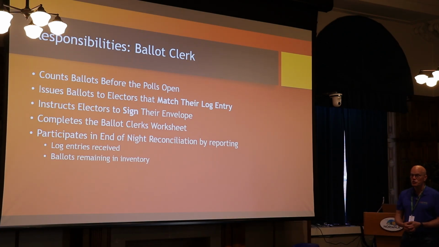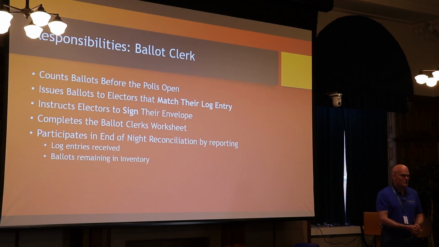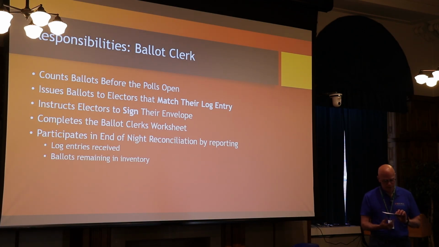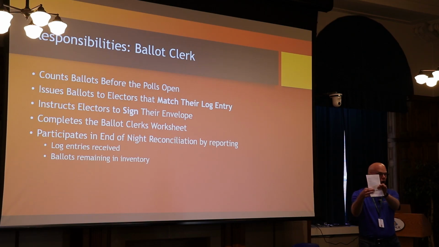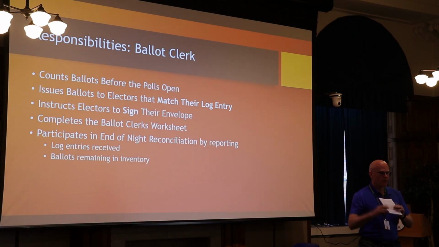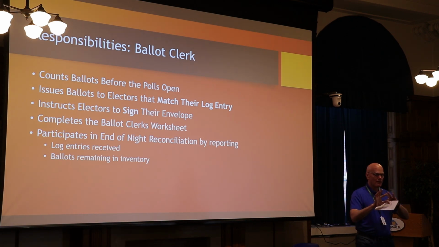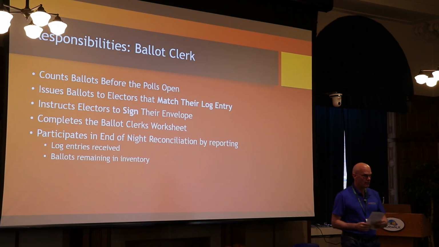We're then going to issue ballots to the electors as they arrive that match their affidavit. The two things that are super important on this piece of paper are the precinct and the party. There are 5 things that make a ballot unique, right? So it's the city, the election date, the party, the precinct, and the ballot style.